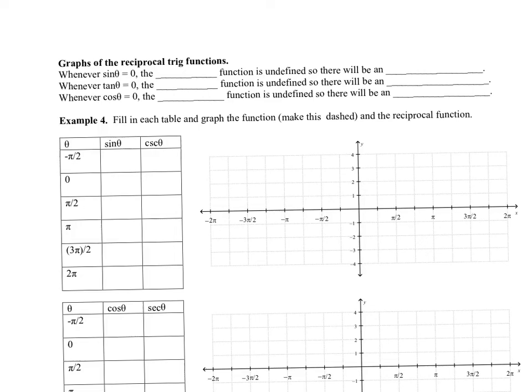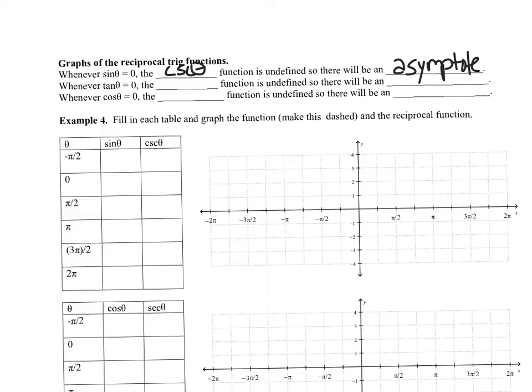Okay, when you're graphing these reciprocal trig functions, what you're going to want to do first is graph the trig function. So whenever sine of theta is 0, the cosecant of theta function is undefined, so there will be an asymptote. So whenever there's an undefined value, there's going to be a vertical asymptote.